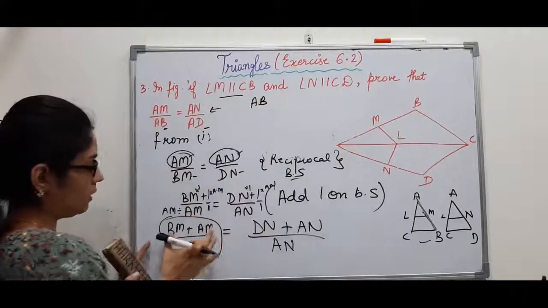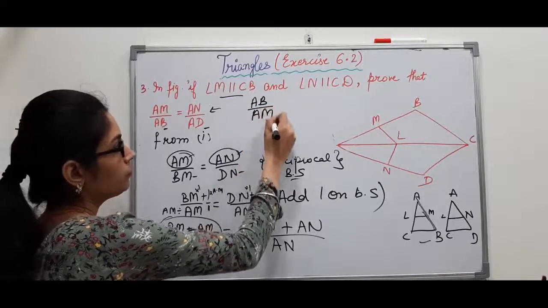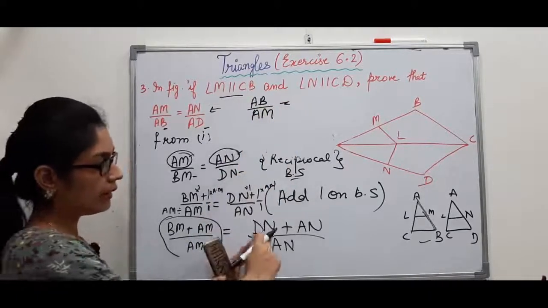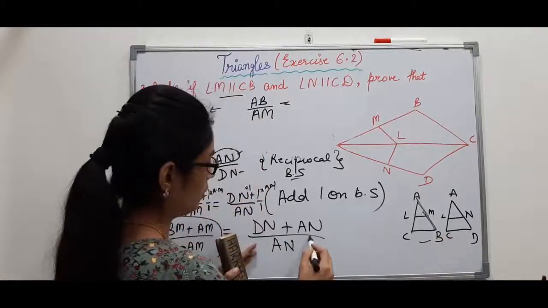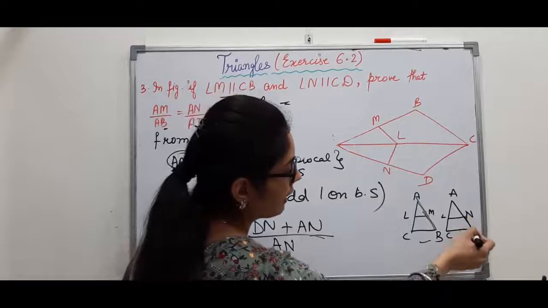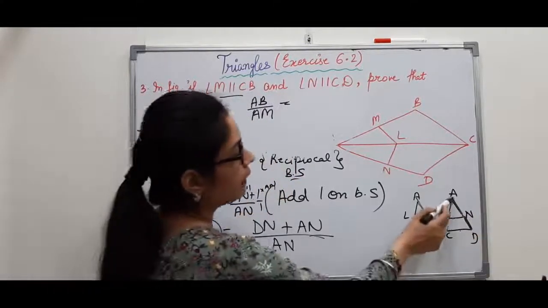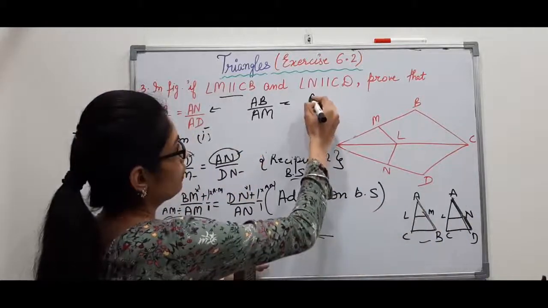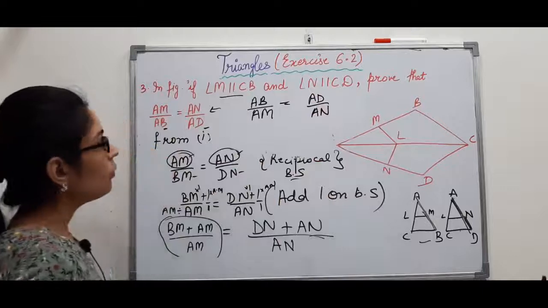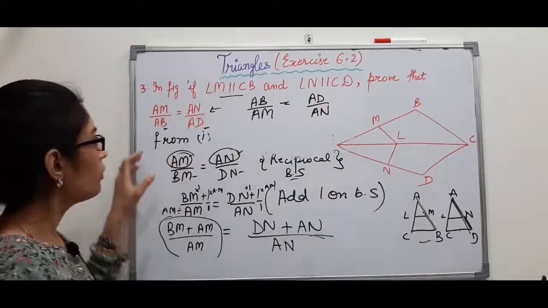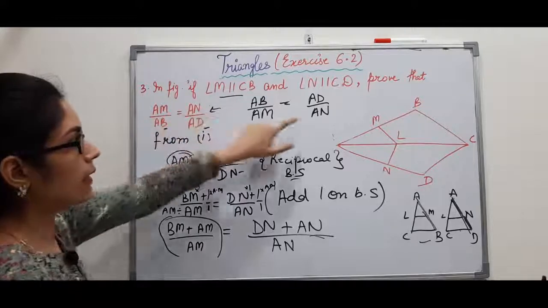AB, so here BM plus AM, it is AB upon AM, equals to, as it is, DN plus AN. In this you have to see DN plus AN. If you add these two, you will get complete AD. So you will write AD upon AN. So now all the required terms you have got. You can see also AM, AB, AB, AM, AN, AD.